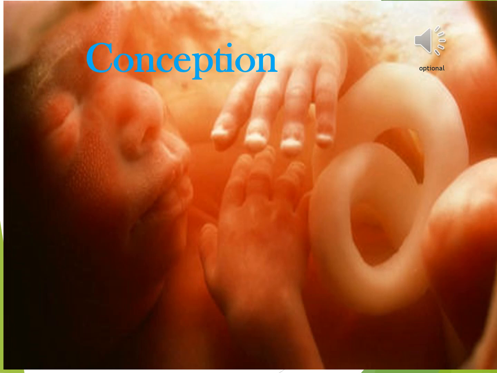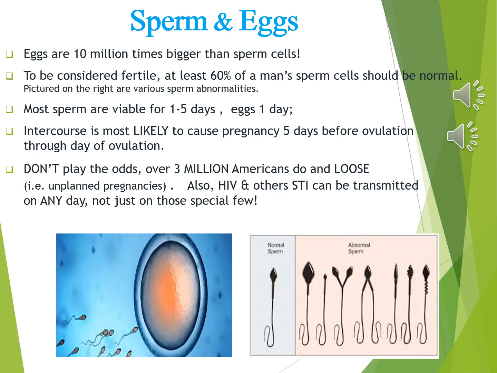We can define conception as when the sperm and egg cell join. You probably know that, but in the next slide, I think you'll find some interesting facts that you probably don't know. Most sperm cells are viable for 1 to 5 days, and eggs for typically 1 day.